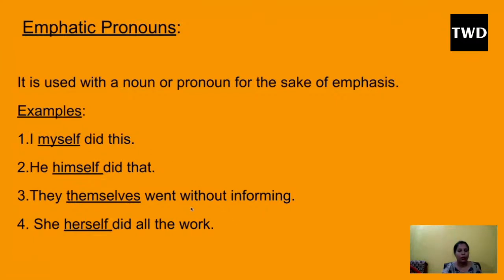They themselves went without informing. They did not inform anybody. She herself did all the work. So all the work was completed by her herself. Yes. So can you see how we can frame sentences using all such pronouns?